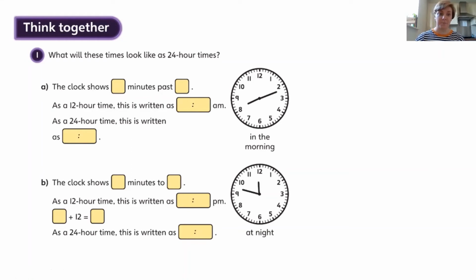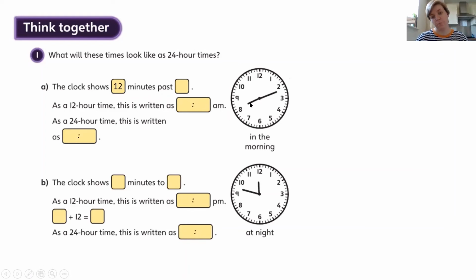Okay, let's have a go. So what will these times look like as 24 hours times? So the clock shows blank minutes past blank. So how many minutes past is it? Well, I know that's 5, 10 minutes past. And then I can see that this hand points to this interval just here. So it was 10, 11, 12. It is 12 minutes past.